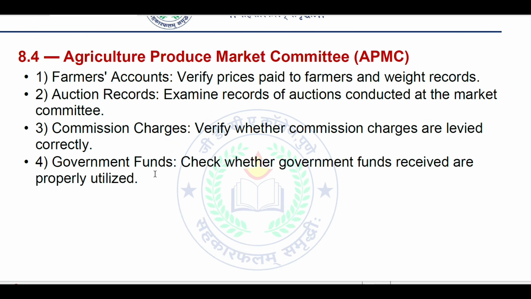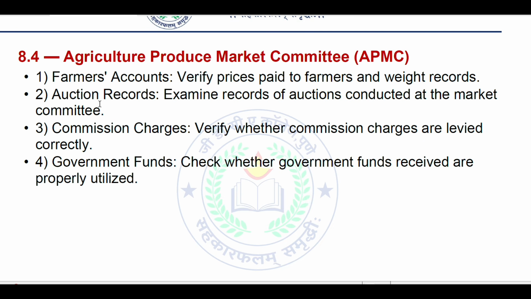Number 4, Agriculture Produce Market Committee, that is APMC. As we know, in Maharashtra this Act is already in use in APMC. So what are the special features? Number 1, farmers' accounts: verify prices paid to a farmer and weight records, you can say.